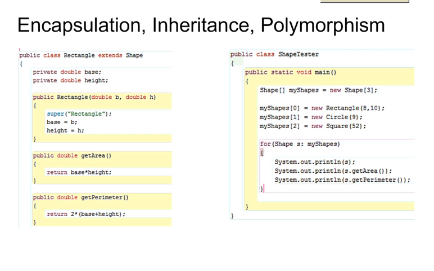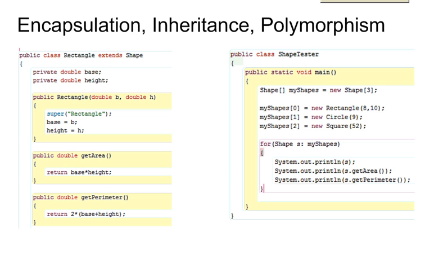All right, I want to also review our big terms: encapsulation, inheritance, and polymorphism. And the code that you see here is the code that we were using in class this past Wednesday with Rectangle and Shape and then ShapeTester. And I want to talk about where we see our ideas of encapsulation, inheritance, and polymorphism.